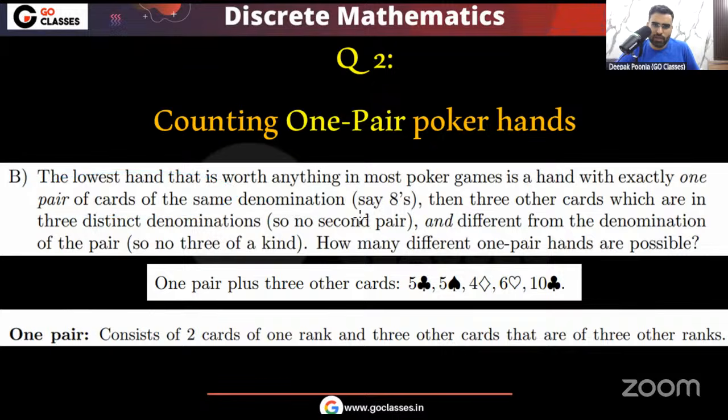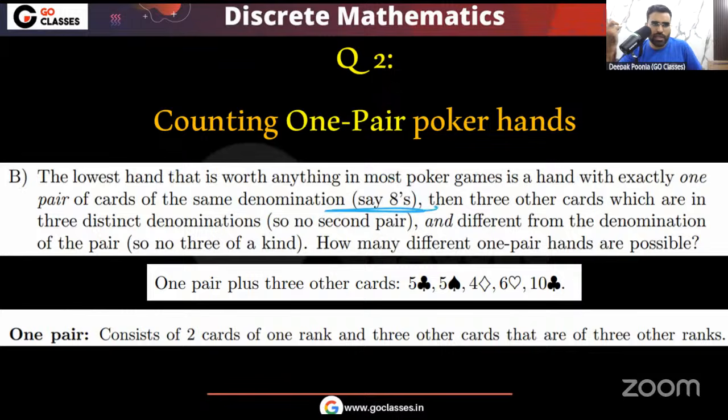Okay, two cards of the same value, for example value 8. So two cards of the value 8, and then the remaining 3 cards will have distinct denominations, distinct values. So you can see there should be no second pair, means we should have only one pair. We should not have any second pair. We must have exactly one pair. So the remaining 3 cards must have distinct values, or distinct rank, or distinct denomination. And those remaining 3 cards will have values different from the value of this pair.